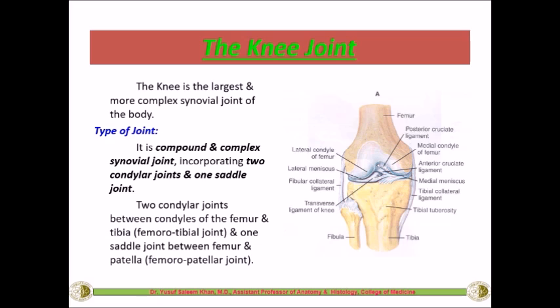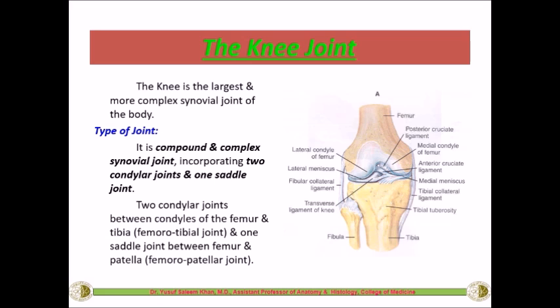Now we'll try to discuss the knee joint, a very important joint. The knee joint is the largest and the most complex synovial joint in the body. So this is the largest joint as well as a very complex synovial joint. This joint is a compound and complex synovial joint consisting of almost 2 to 3 types of joint.